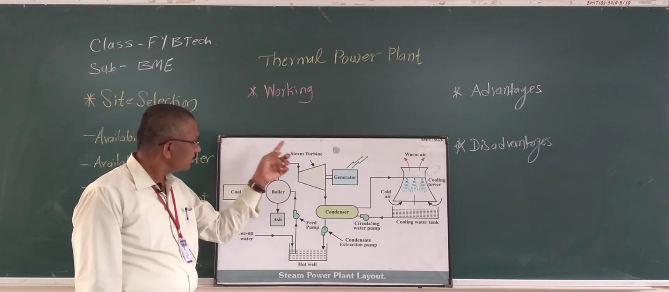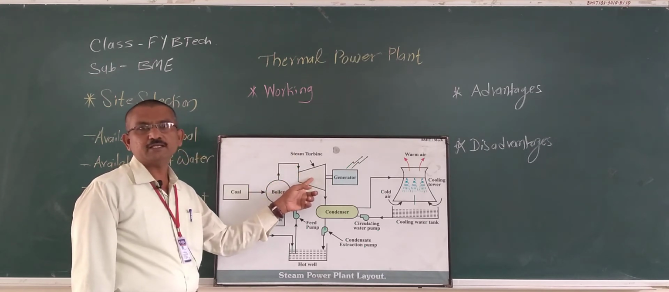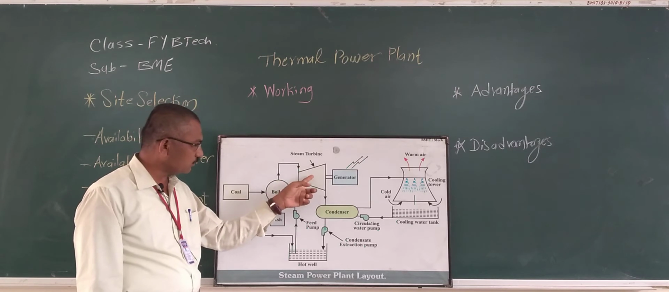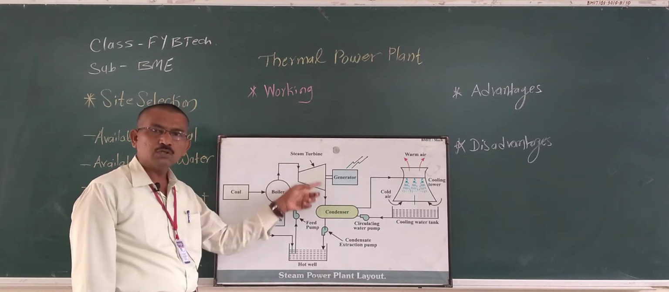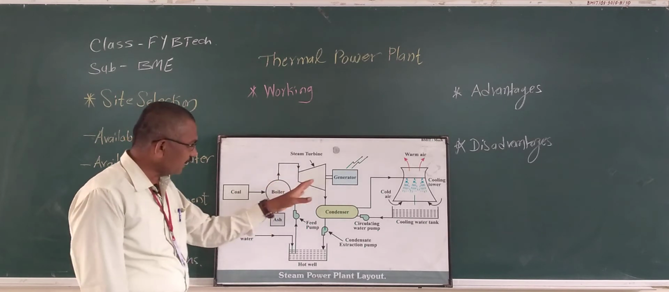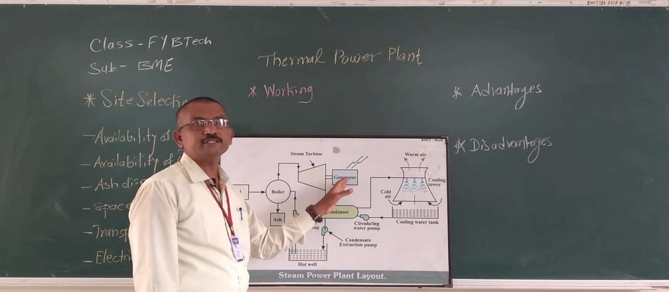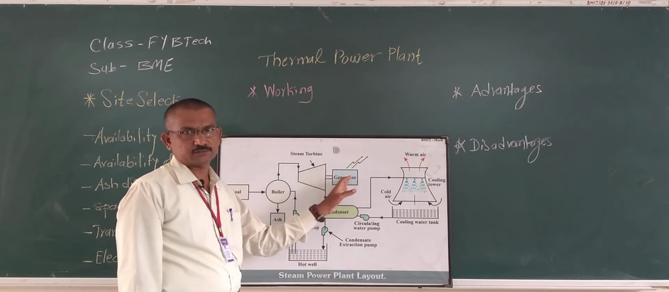That is used to convert it into mechanical energy. That means the rotor of the steam turbine rotates because of the impinging of the steam. Again, that mechanical energy generated inside the steam turbine is converted into electricity by using the generators.